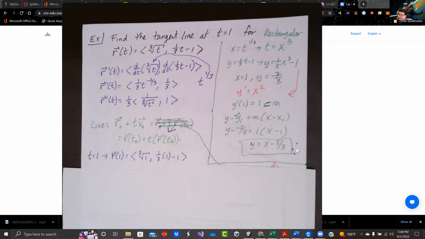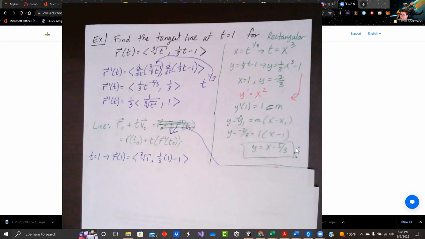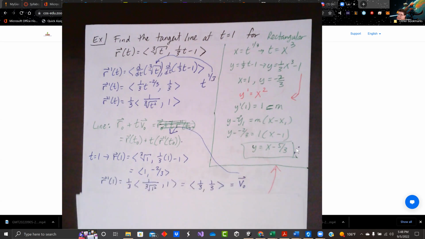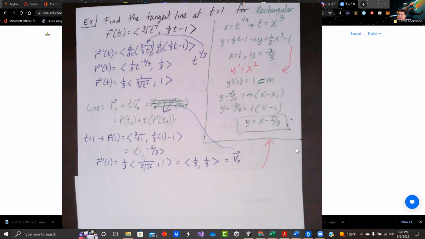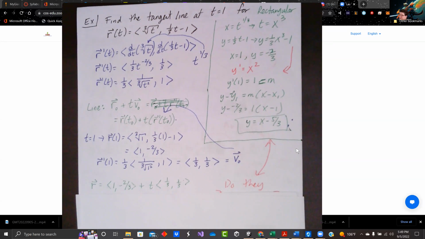Let's figure out what each of these are. If I plug in t equals 1, which is where we're evaluating, r of 1 is the cube root of 1 and then 1/3 minus 1. We get 1 and negative 2/3. If I do the derivative evaluated at 1, I've got 1/3 times 1, 1. So 1/3, 1/3. We'll plug those two in up here, and we get 1 and negative 2/3 plus t times 1/3 and 1/3. Does this agree with what we have up top?